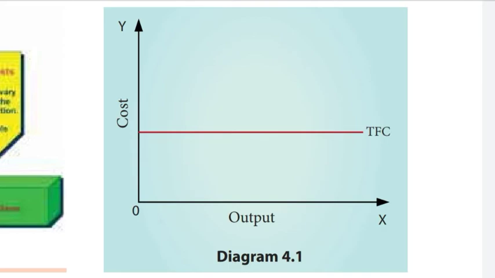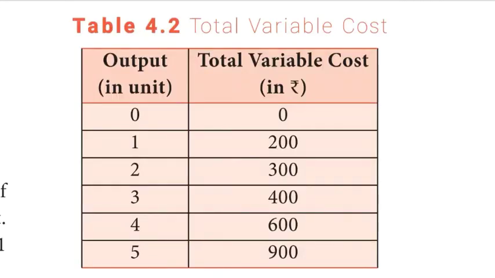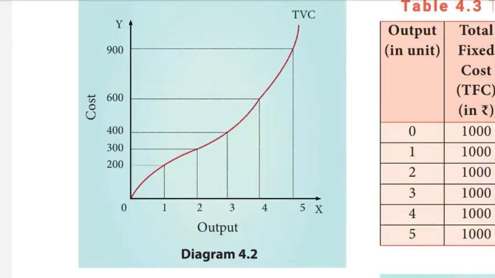Next, total variable cost. All payments to the variable factors of production are called total variable cost. Hypothetical total variable cost is shown in table 4.2 and diagram 4.2. In the diagram, total variable cost is zero when nothing is produced. As output increases, total variable cost also increases. The total variable cost curve slopes upward from left to right.